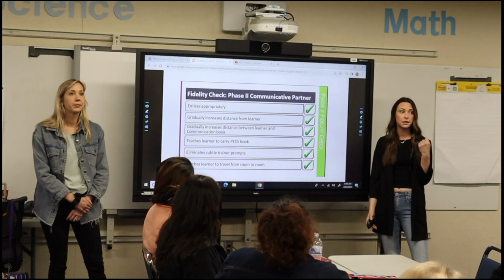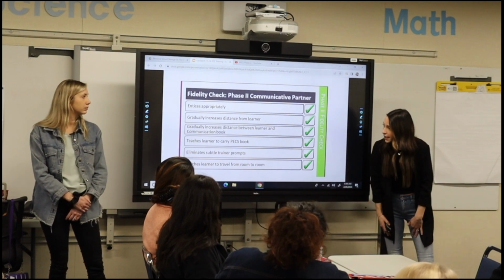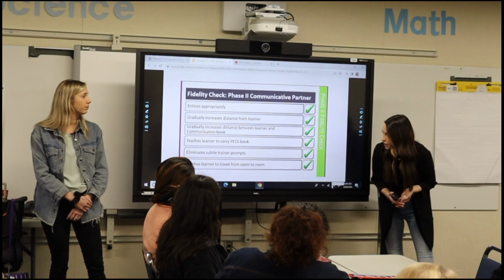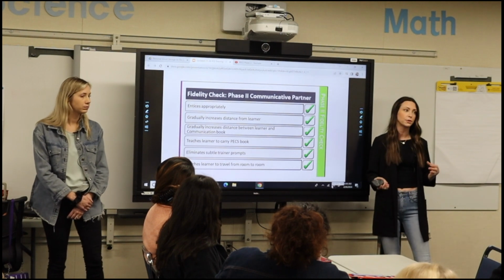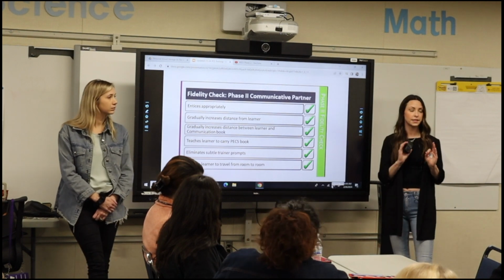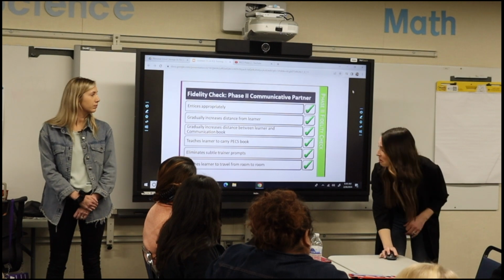If they can carry the book, if they understand that it's theirs and they understand it's the communication book, if we're starting to eliminate prompts, and if we are starting to travel from room to room, so again, that distance is huge, then we can say we have completed phase 2. Takes a lot to get done.